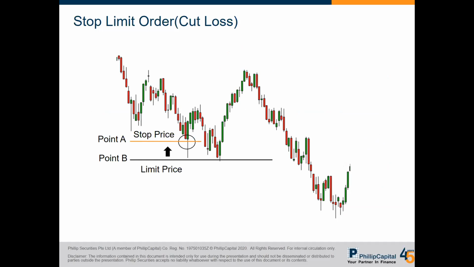So how do we use the stop limit order? Let's say you are already in a position and you want to cut loss if the market goes against you. So you can use a stop limit order for your stop loss. Point A is our stop price, point B is our limit price. Once the stop price is reached, the stop limit order becomes a limit order to buy or sell at a limit price or better.